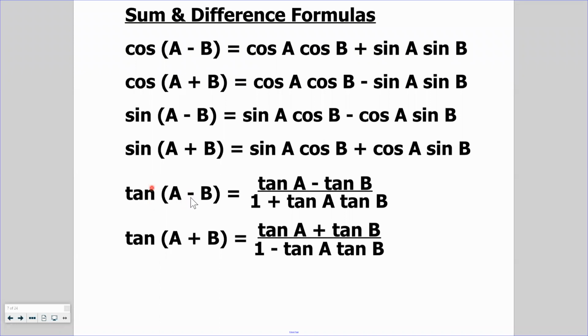Tangent will be the same as sine. So with tangent, the expansion for A minus B or A plus B is tan A minus tan B over 1 plus tan A times tan B. The sign will be the same on the top for tangent, and then the sign changes in the bottom. So if it's plus here, it's plus on the top and minus on the bottom.